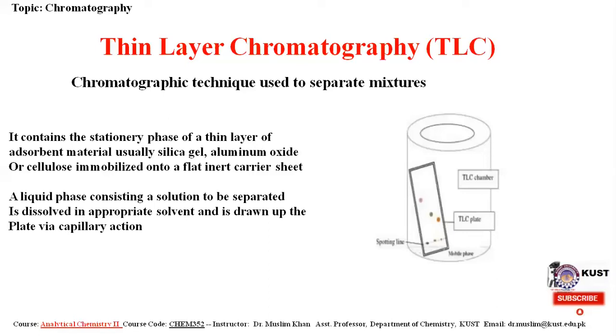The mixture is then spread as a thick slurry on an unreactive carrier sheet, usually glass, thick aluminum foil, or even plastic can be used. These plates are dried and activated by heating in an oven for 30 minutes at 110 degrees centigrade. The thickness of these TLC plates is usually from 0.1 to 0.25 millimeter for analytical purposes, and around 0.5 to 2 millimeter for preparative TLC.